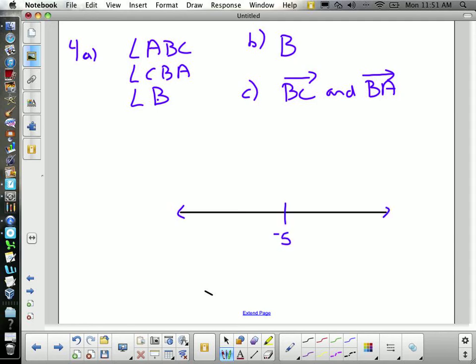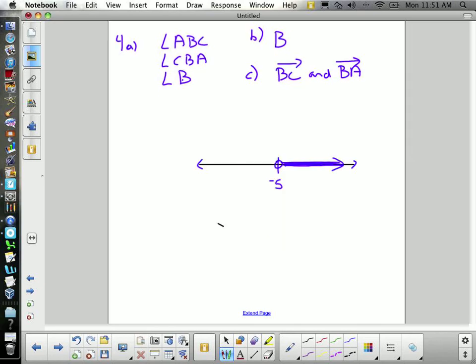I'm going to put -5 at the center because that's my critical point. Is it going to go to the right or to the left? Greater than is always to the right. It actually kind of indicates which way it's going. And it's going that way. Is it ever going to stop? No. Therefore, that would be a ray. Next one.